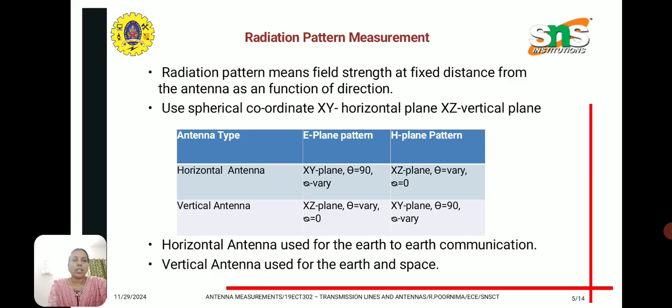For the horizontal antenna, the E-plane pattern is measured in the XY plane, theta equal to 90 degrees and phi varies. For the H-plane pattern, the XZ plane is taken, theta varies and phi equal to 0. For the vertical antenna, we use the XZ plane, theta varies and phi equal to 0, and for the H-plane pattern we use the XY plane, theta equal to 90 and phi varies. The horizontal antenna is used for earth to earth communication, and the vertical antenna for earth to space communication.